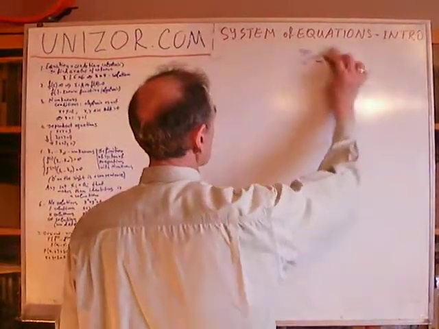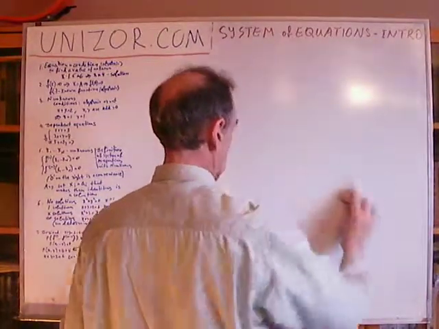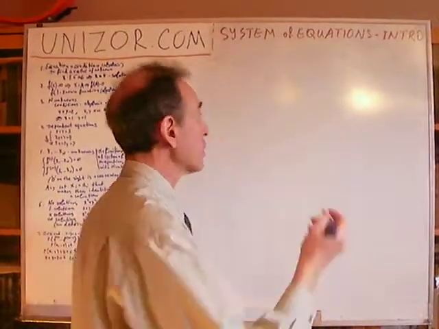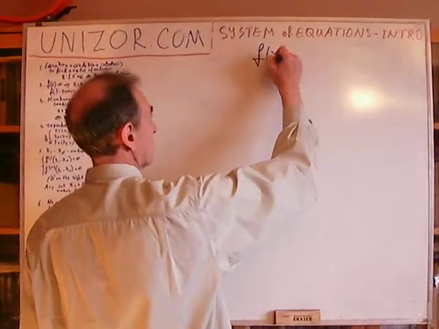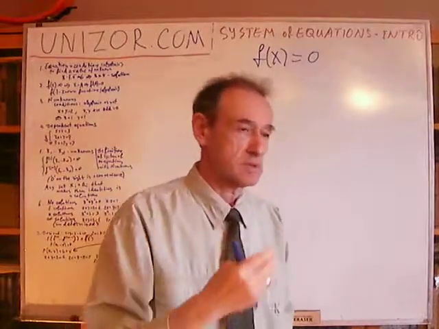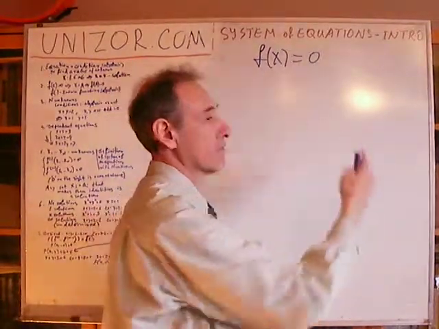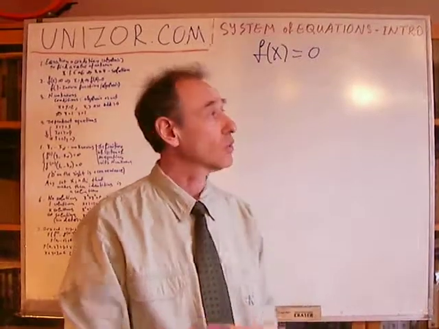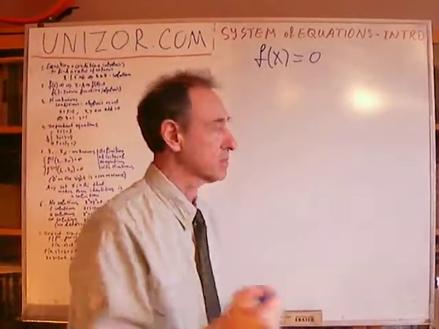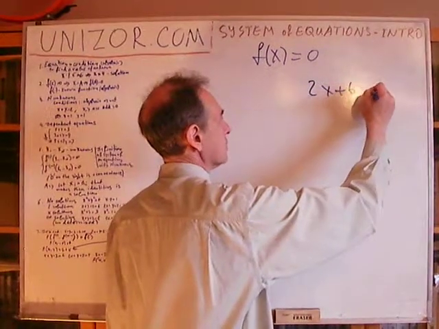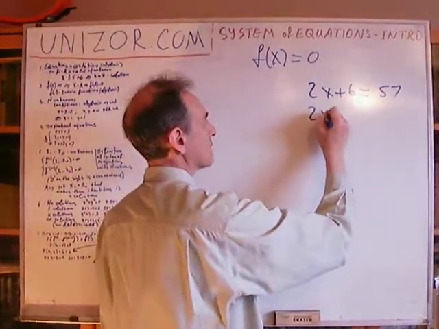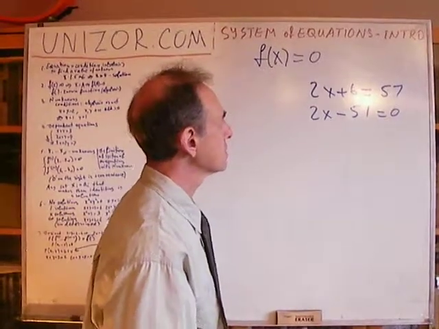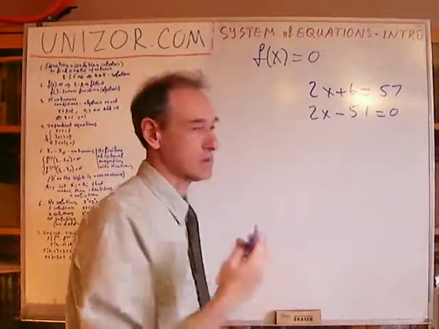Now, let's do it in a little bit more formal representation. This condition which we impose on our equation can be expressed as an algebraic function f of x, and I will put it equal to 0. Whatever the algebraic expression which contains x is, I can always reduce it to this particular form. Something like if 2x plus 6 is equal to 57, I can always say 2x minus 51 equals 0, right? It's easy to put it equal to 0. It gives a certain standard notation.